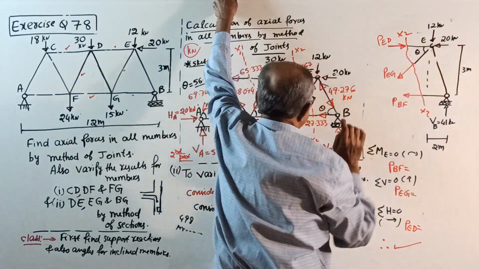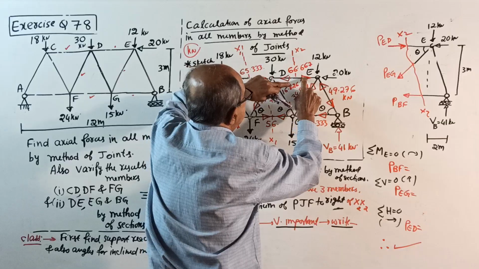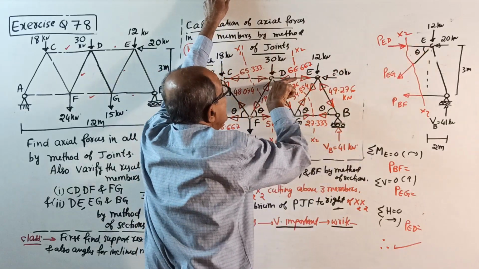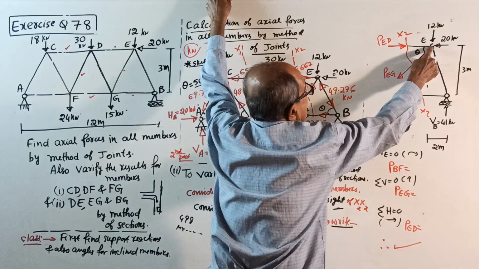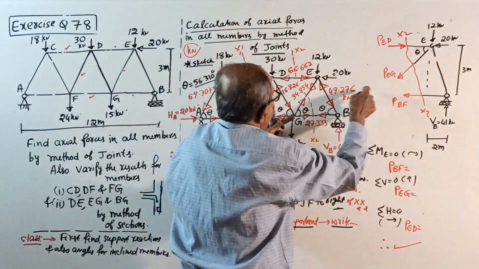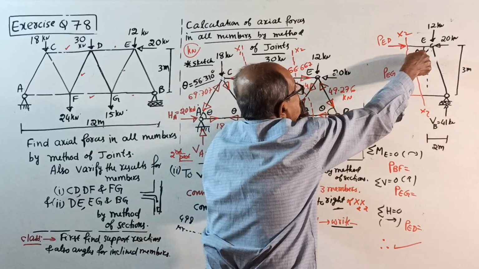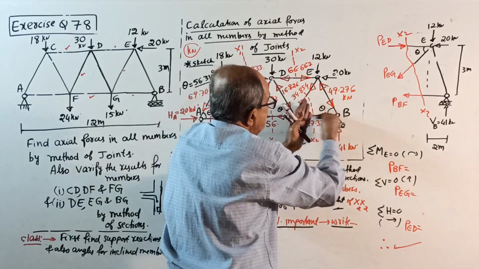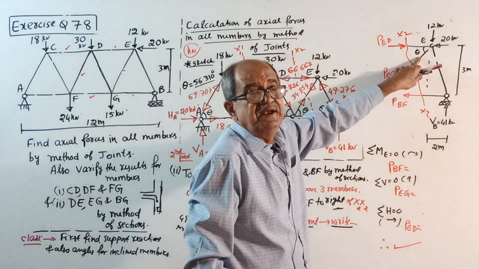Height 3 meter. Then, see, now, this force, from here to the joint E, you know the answer. It is like this: PED and PEG. You know, see here, you know the answer this way. Assume that way. Not assume, consider that way. This is this way. PBF. For this member, angle is theta.